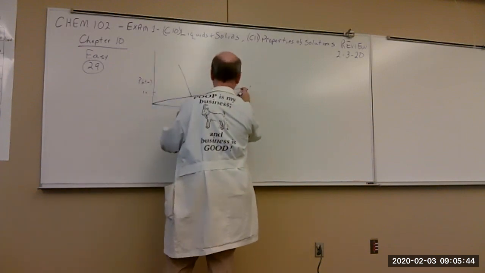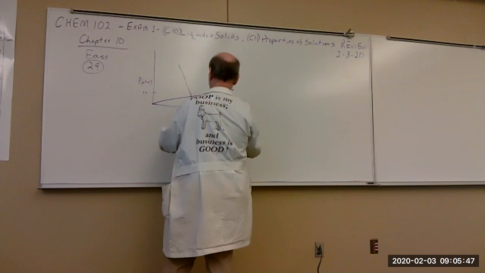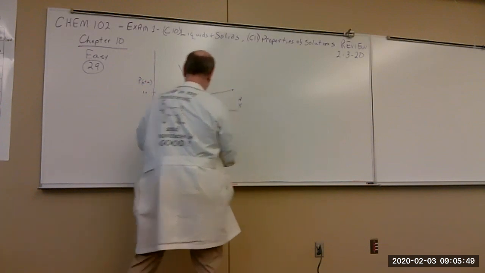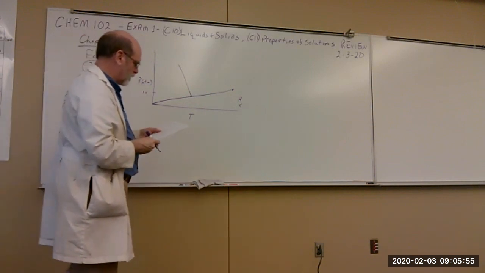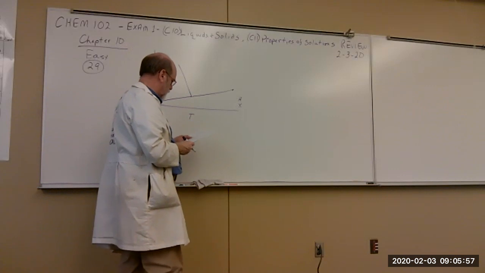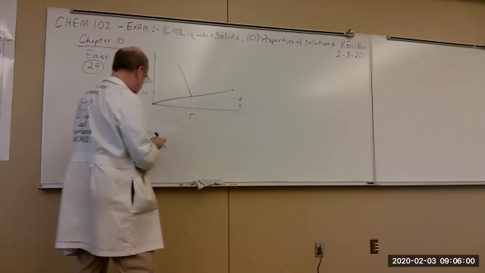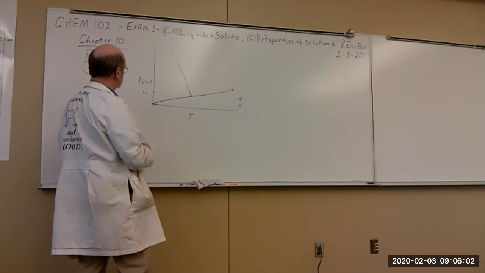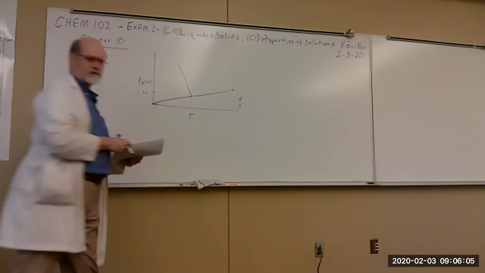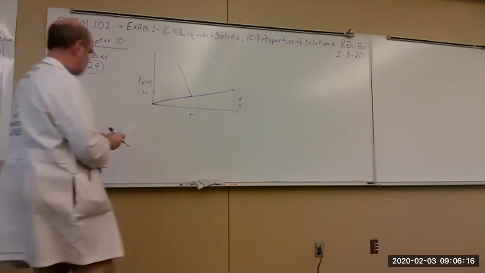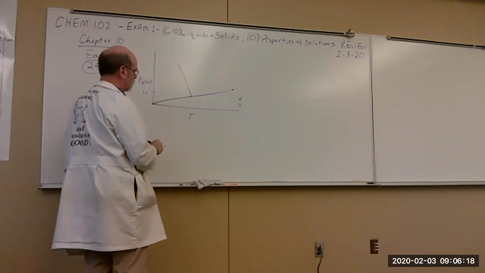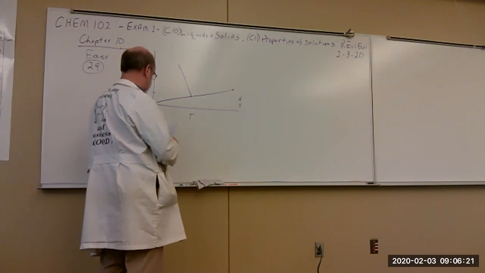I'm not sure what that means. I have to look at the question. Okay. Given the phase diagram below, which of the following statements, A through D, is false? A: The solid has a higher density than the liquid. Makes sense of this. How do we know? Just because it's branching that way, it's going to be water.